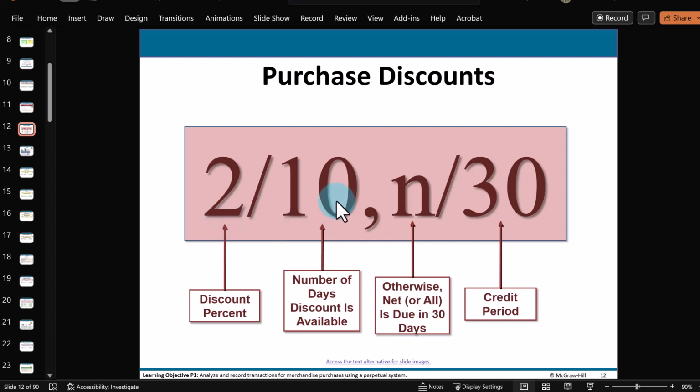If the buyer, the purchaser, pays off the bill within 10 days, in other words, they're paying off 98% of the bill by the 10th day after the purchase date. Otherwise, 100% of the bill is due within 30 days of the purchase date.